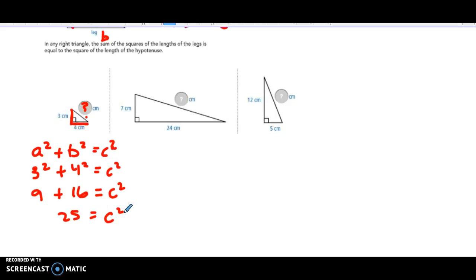So if 25 equals C squared, then I can use what we practiced last topic with our integer exponents topic, and I can solve this equation by taking the square root of both sides. Taking the square root will cancel my exponent of 2. Those undo each other because they're opposites, and the square root of 25 is 5. So now I know that the lengths of this triangle are 3, 4, and 5.